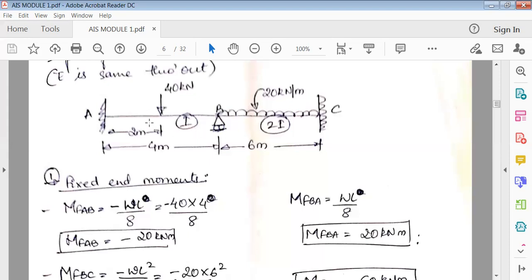As we have studied earlier, AB is a fixed end. Now when we split this into AB and BC, this end will be treated as a fixed support only.